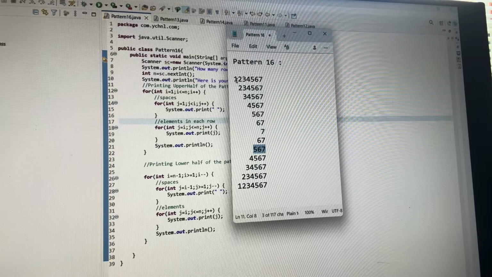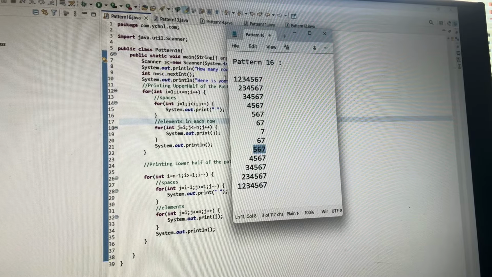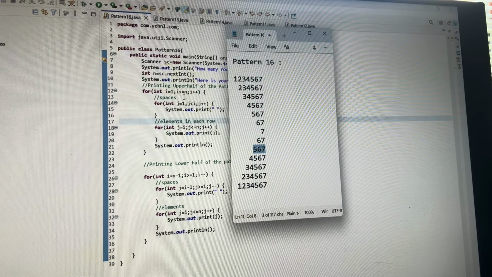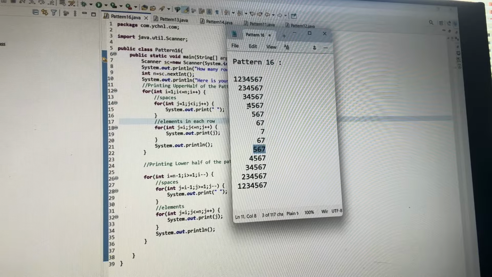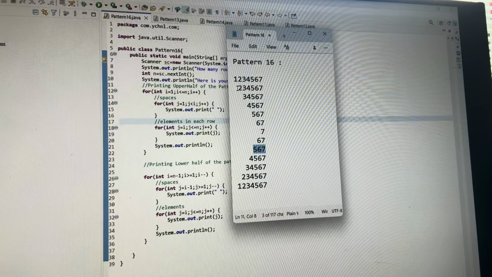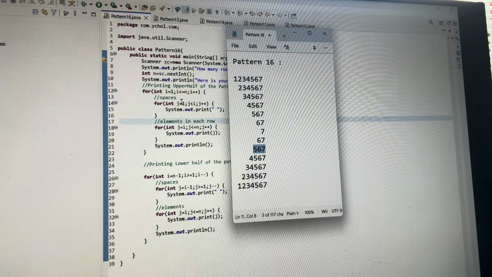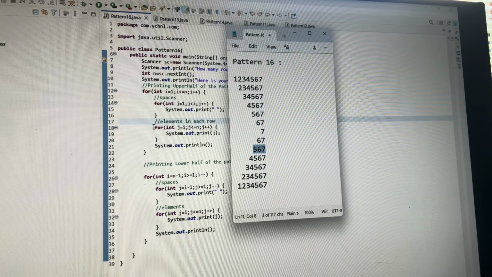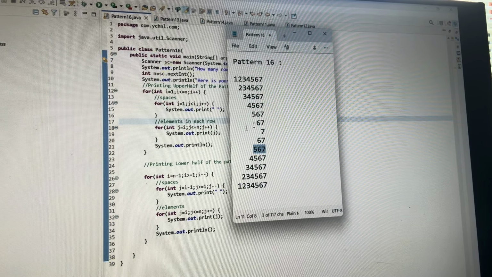See here, if you observe in the upper half of the pattern, rows are in the increasing order and the elements in each row are also in the increasing order. And the spaces are also in the increasing order, 1 space, 2 spaces, 3 spaces, right? So for the spaces we have to write a different for loop, and to print the elements in each row also a different for loop.